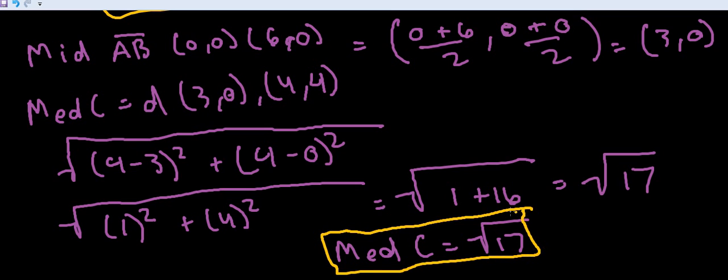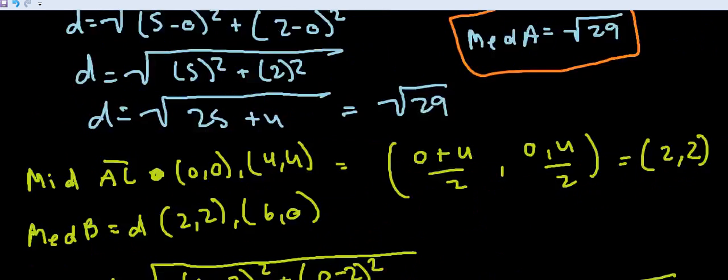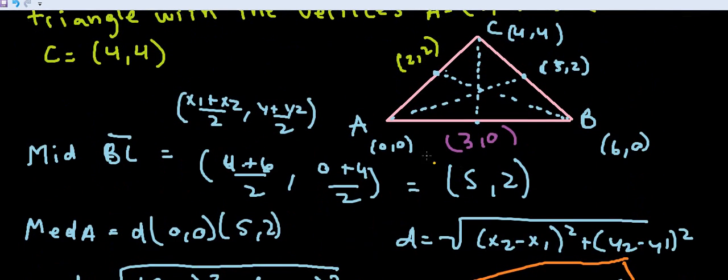Now we have all three medians. We found that the median of A, this length right here, was the square root of 29. The median of B was the square root of 20. And the median of C was the square root of 17.